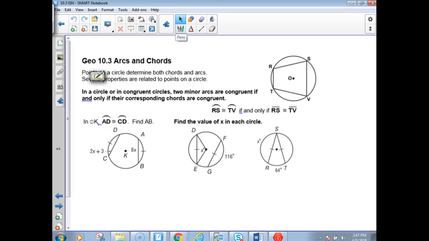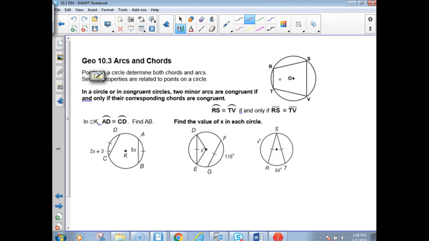Okay, so today we're going to continue with our discussion of parts of circles and include arcs and chords. Points on a circle determine both arcs and chords. Several properties are related to the points on a circle. So if you've got a circle or congruent circles, if two minor arcs are congruent, they are if and only if their corresponding chords are congruent.